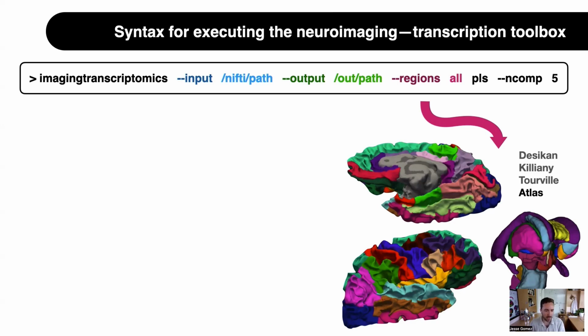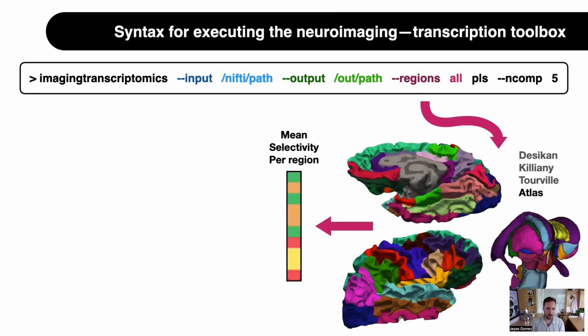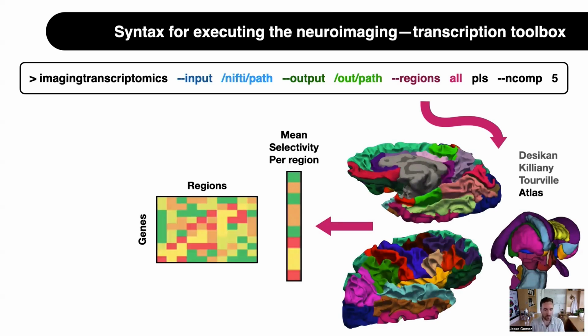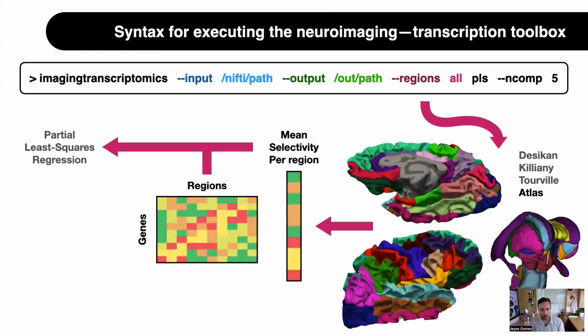The DKT atlas has a bunch of regions, and one of the first things that the code does is derive the mean value from your contrast map within each parcel. Next, it compares this regional activation profile, or face selectivity, with the expression profile of each gene using partial least squares regression. You can also tell the toolbox to use a simple correlation if you'd prefer.